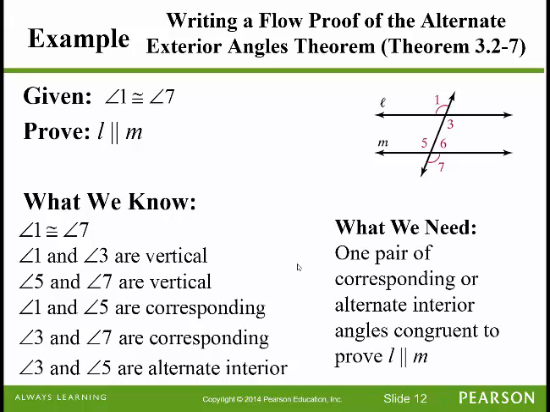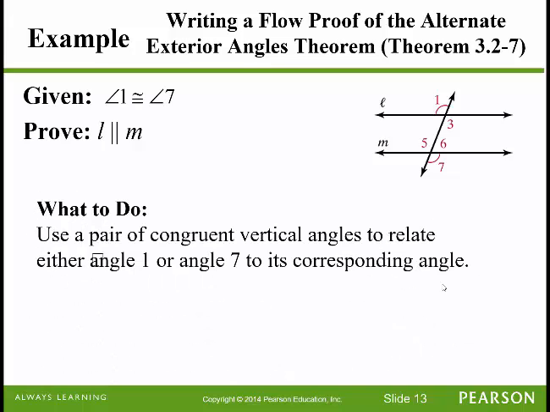So what we need is one pair of corresponding or alternating interior angles congruent to prove that line L is parallel to line M. So how do we do that? We use a pair of congruent vertical angles to relate angle 1 or angle 7 to its corresponding angle.